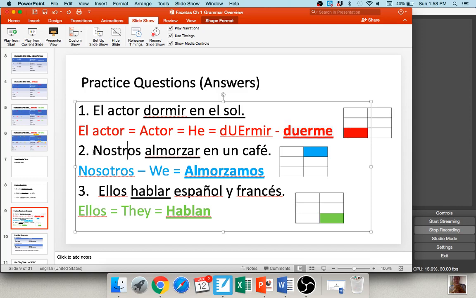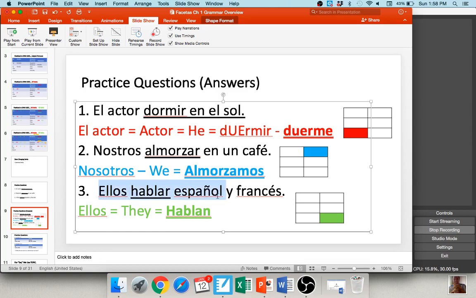Number two tells us that nosotros almorzar en un café. You know that nosotros means we. When we take the verb almorzar, we're using our top right box here, our we box. We're going to remove our AR and add back amos to end up with nosotros almorzamos en un café.